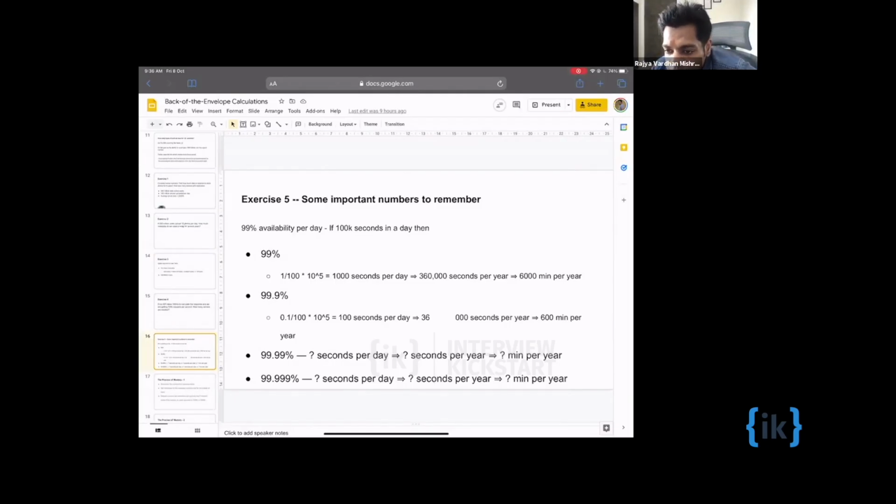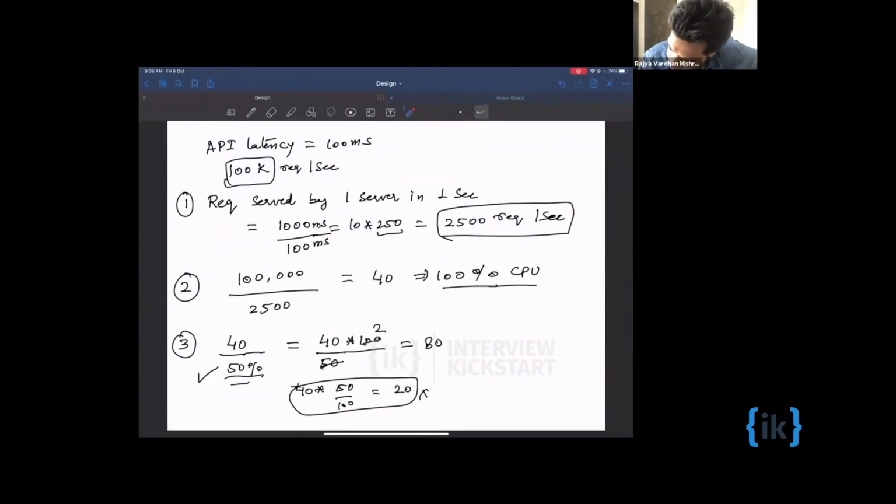Okay, I think for the previous slide, there is still some confusion. Let me explain it again because this is a very important calculation. Let me redo it.